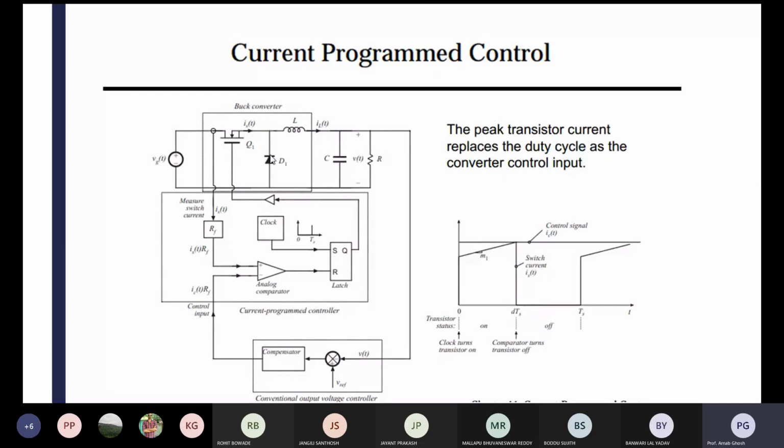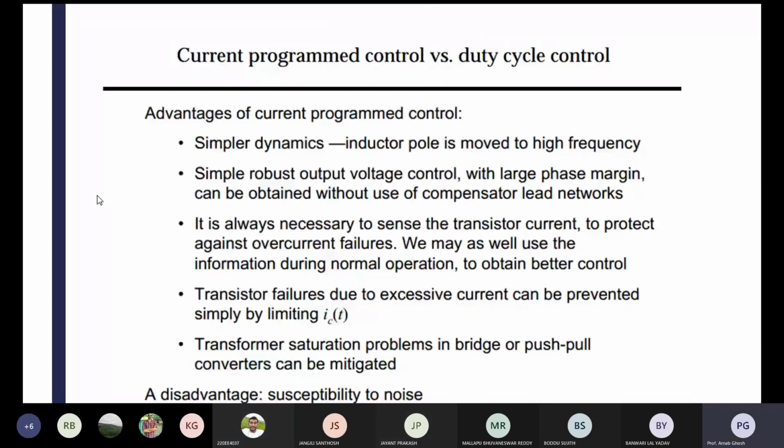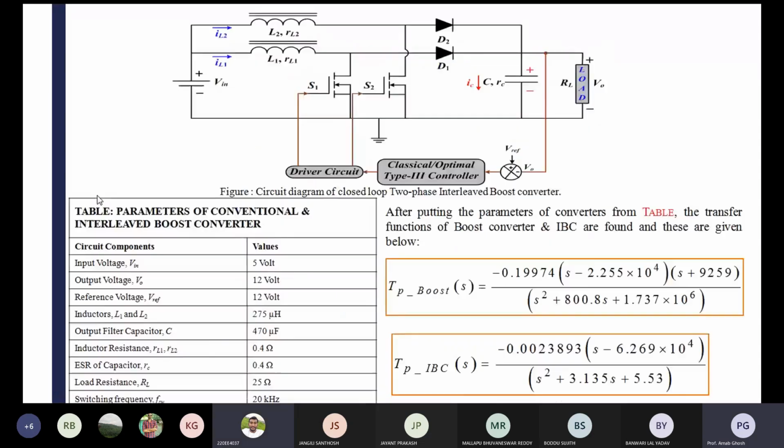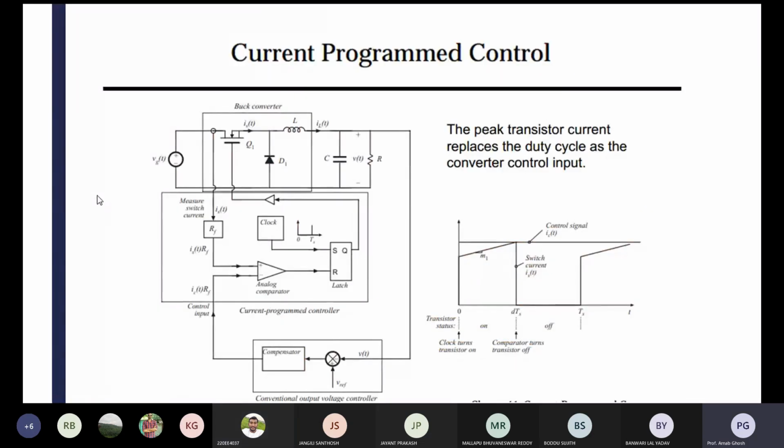Is my slide changing? Hello? Current program control, that slide is moving. Current program control is the heading. Is my slide changing, or is it fixed on one slide? Changing, sir. Okay. If it is not changing, please let me know.